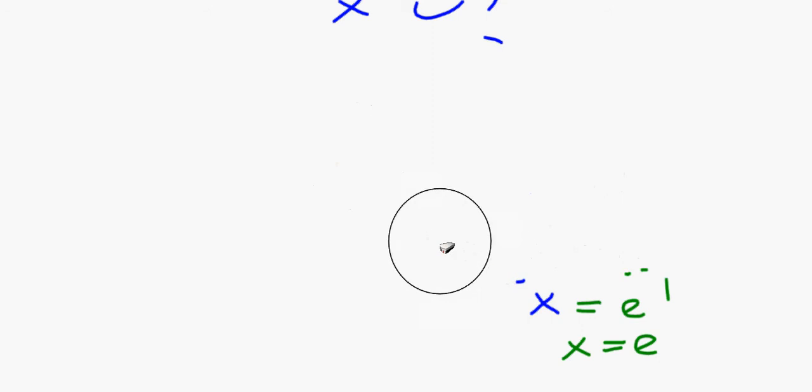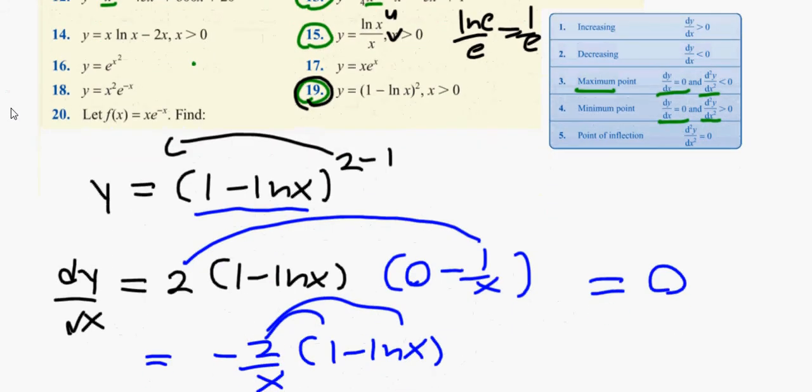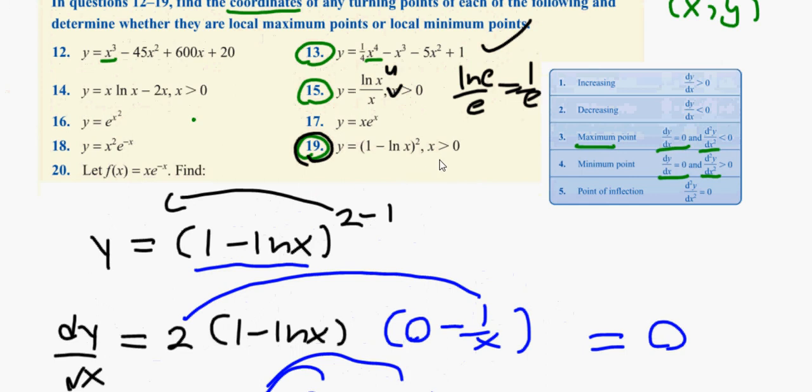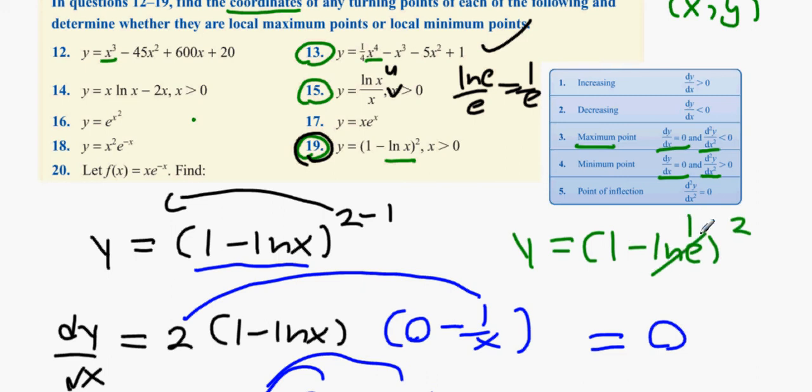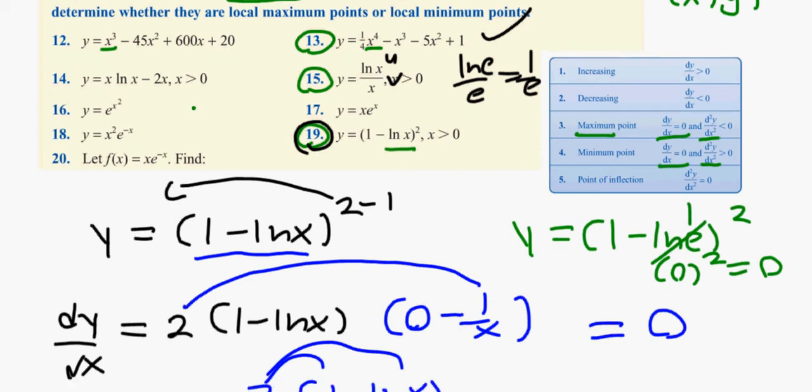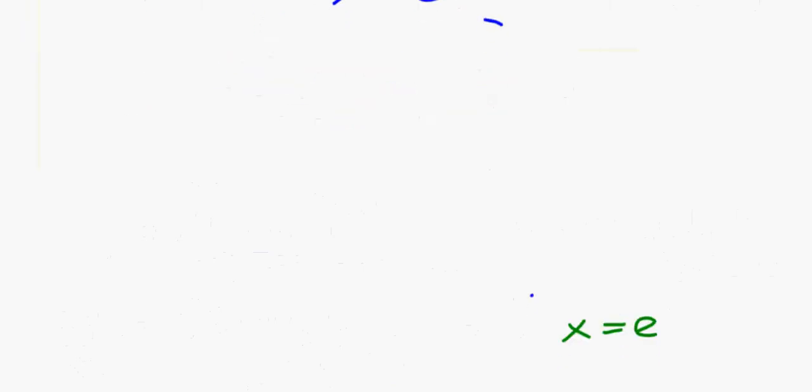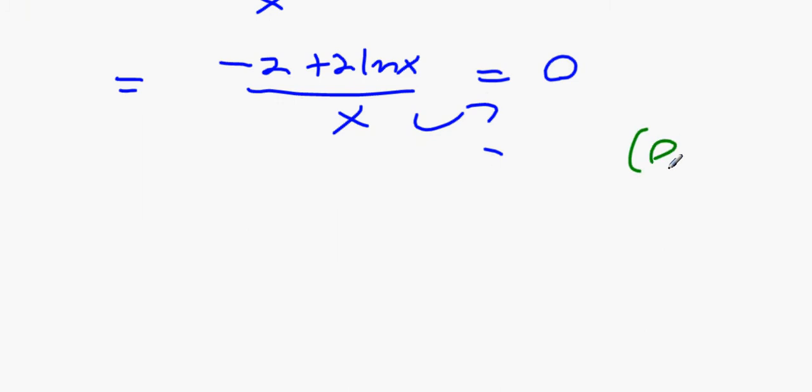We now go back up to the original equation, which is this one here, and we're going to replace x with e. So we're going to get y therefore equals 1 minus ln e squared. Ln e happens to be 1. 1 minus 1 squared is 0 squared, which is going to be 0. So this means that this one here is going to be the point x is e, y is 0.